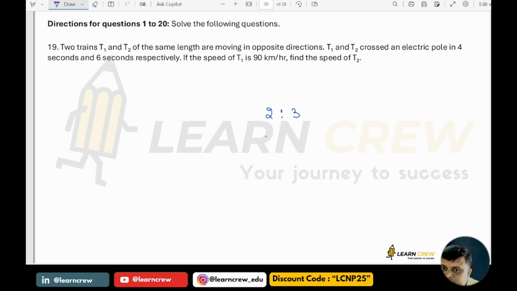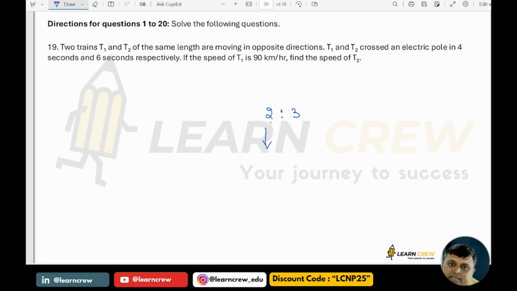And here, please see, two trains T1 and T2 are of the same length and are moving in the opposite directions. T1 and T2 cross an electric pole in 4 seconds and 6 seconds respectively. So the distances covered are the same. Thereby, what is asked here: if the speed of T1 is 90 km per hour, then find the speed of T2.